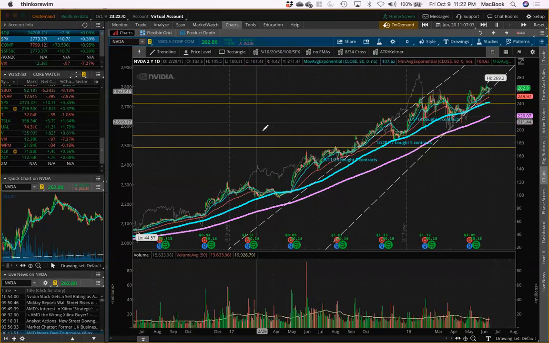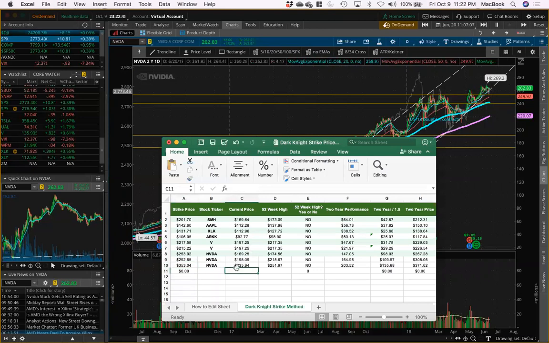All right, so let's pull out our handy dandy Excel sheet. 262 is the price right now. The 52-week high was at 269. It's kind of how I feel about my XOK stuff. That mess was on fire. I'm paying for that.